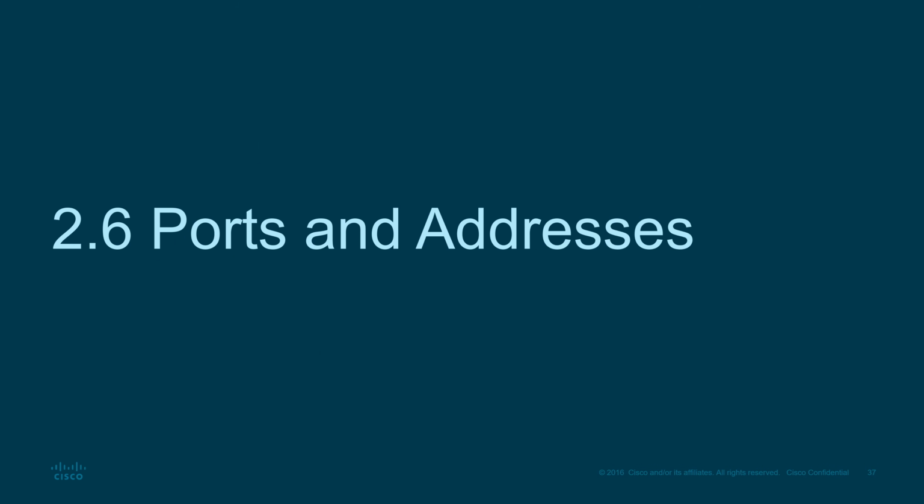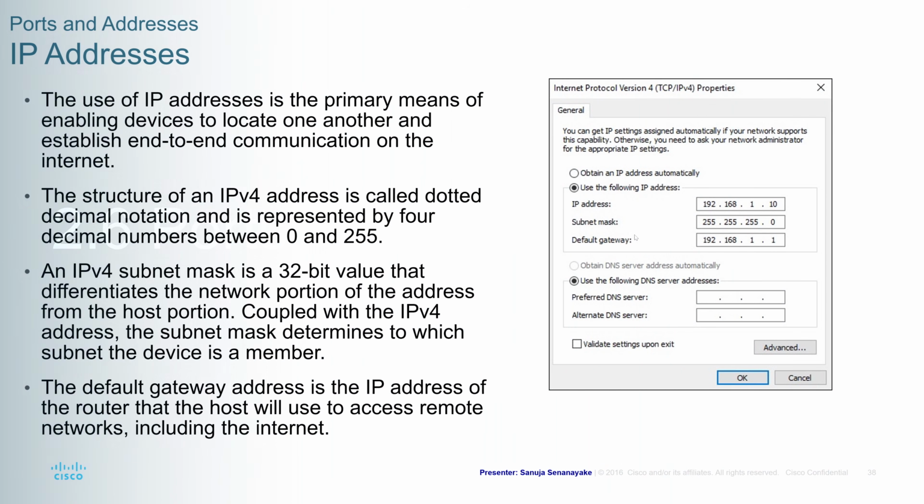Let's look at ports and addresses. IP addresses. So what are they? IP addresses are a type of address that is used to communicate between network devices. The use of IP addresses is the primary means of enabling devices to locate one another and establish end-to-end communication on the internet or internal networks. The structure of an IP address is called dotted decimal notation, and it is represented by 4 decimal numbers between 0 and 255. This is specific to IPv4.